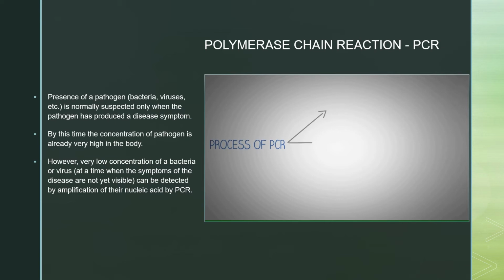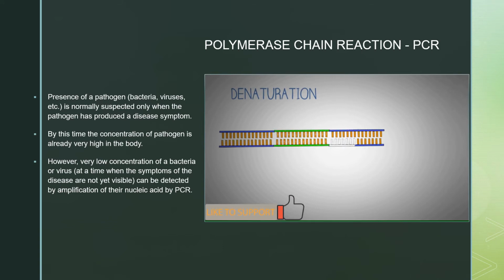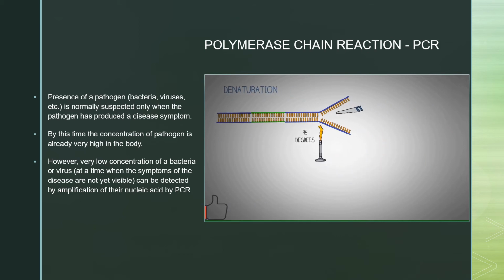PCR involves 3 simple steps: denaturation, annealing, and extension. In the first step of polymerase chain reaction, we raise the temperature of the machine to 96 degrees Celsius. This is done to denature or separate the two strands of DNA. So, as a result of this step, we get two separate strands of DNA.